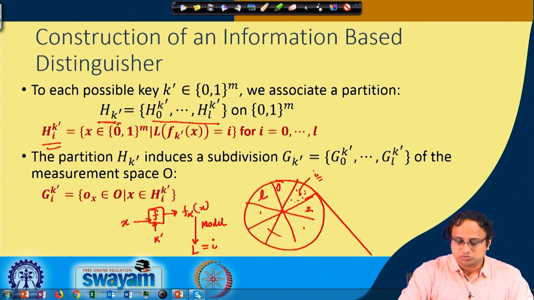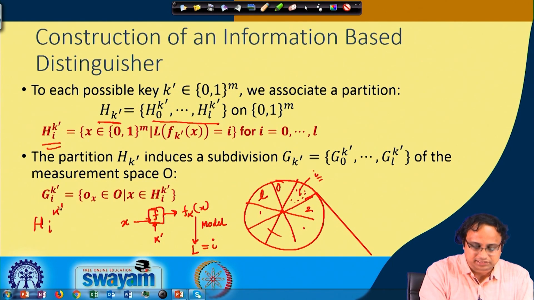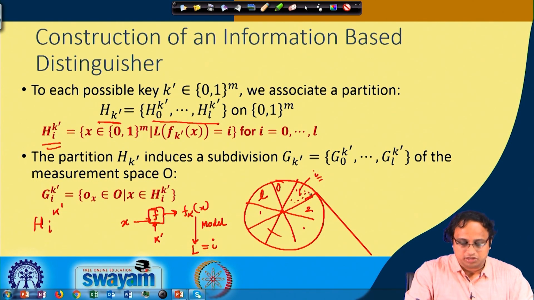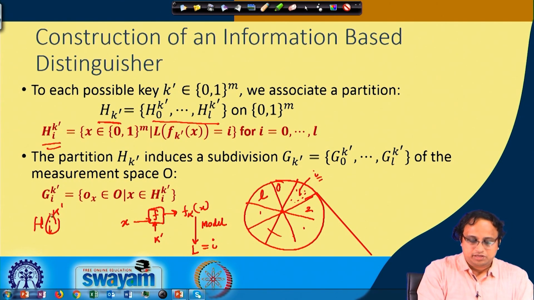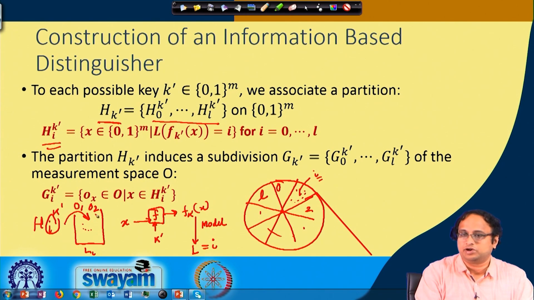Now, hk dash also induces a subdivision which is denoted as gk dash. So, if you consider one of these leakages, let me write it as hi k dash. What is hi k dash? Hi k dash would stand for all those input values which lead to the leakage I. So, imagine that there is a bucket corresponding to leakage equal to I, and I observe all the observables which go into here. Remember that I can have some observation O1, I can have some observation O2, likewise several observations which can go over here, and they are not the same.